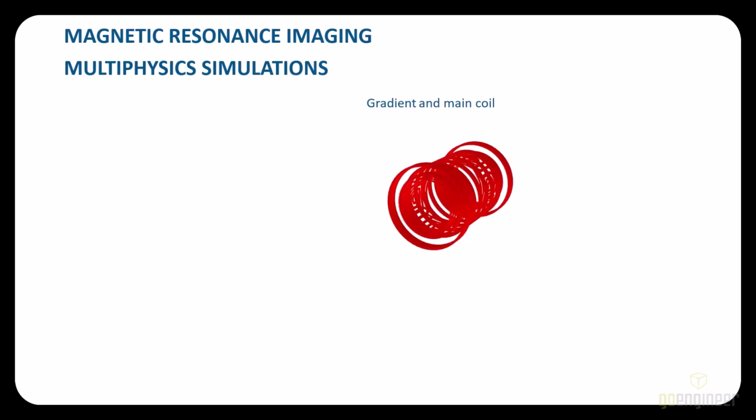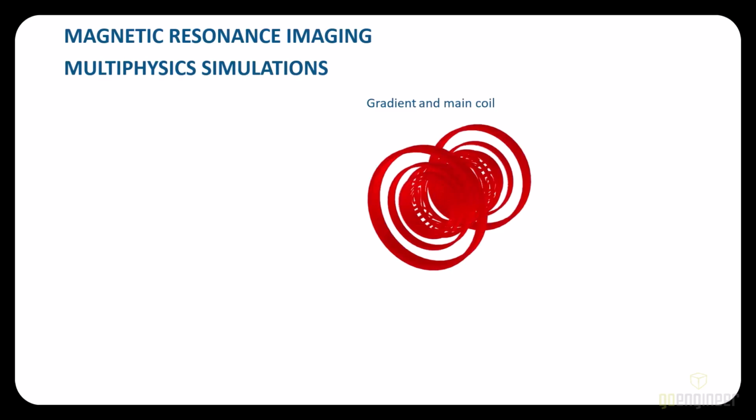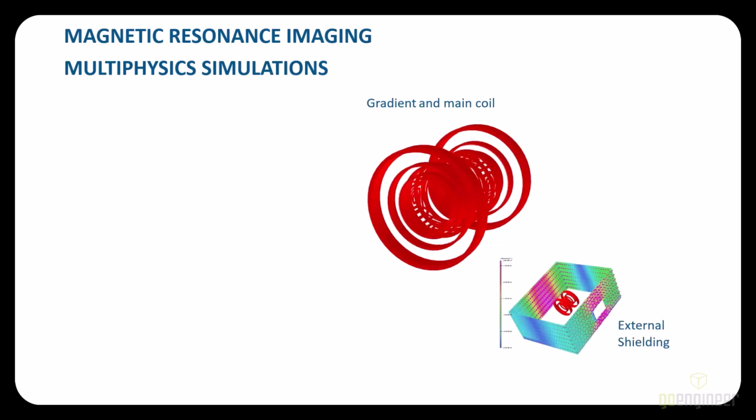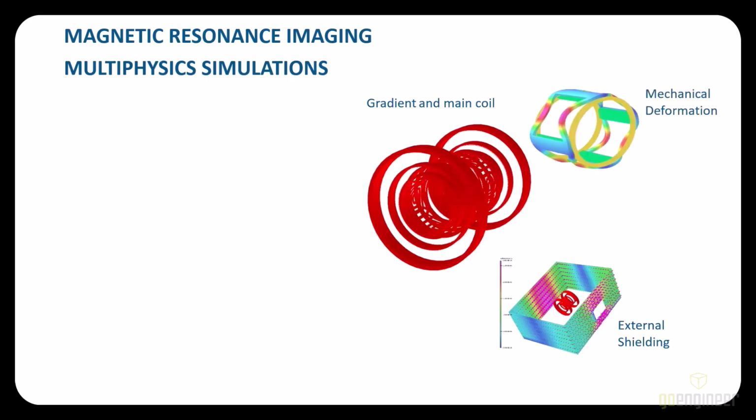Then we have a main coil to create a strong static magnetic field. Typically, we would need to design a passive shield in addition to the active shielding coil as shown here. And since magnetic fields are very strong, associated mechanical deformation can occur if the coils are not designed properly.